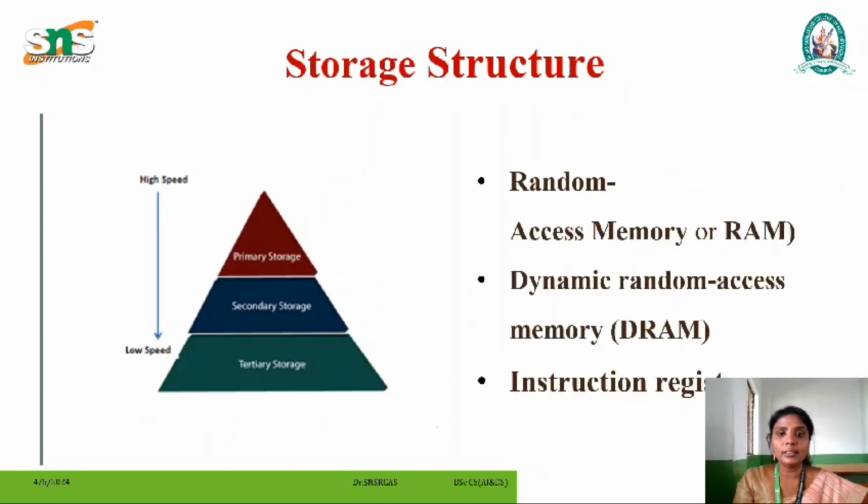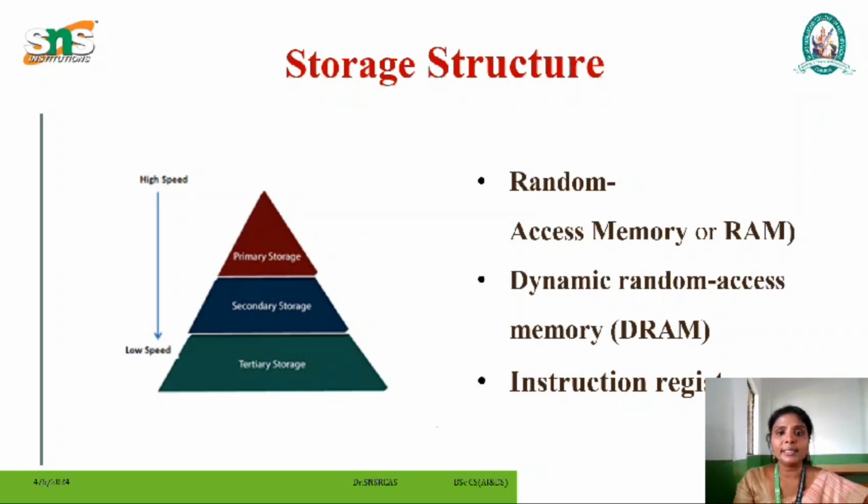Next we see the storage structure. A computer program must be in main memory, also called random access memory, to be executed. Main memory is the only large storage area, millions to billions of bytes, that the processor can access directly. Next is dynamic random access memory. It is implemented in semiconductor technology, which forms an array of memory blocks. A typical instruction execution cycle first fetches an instruction from memory and stores the instruction in the instruction register.